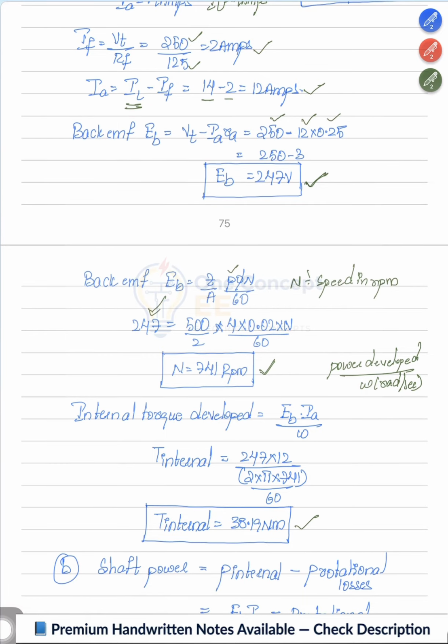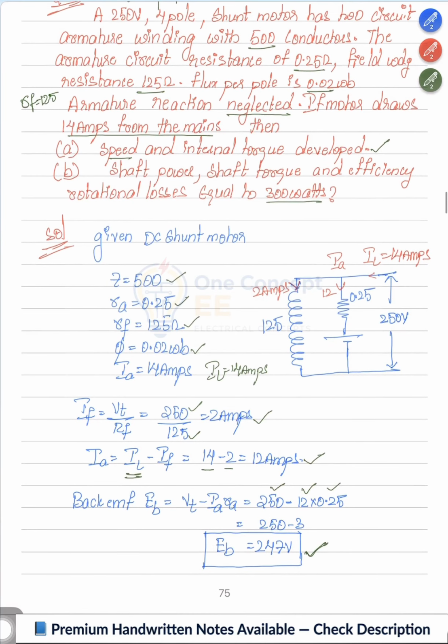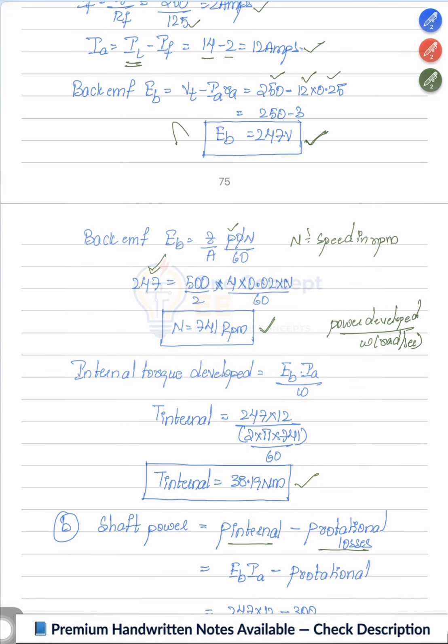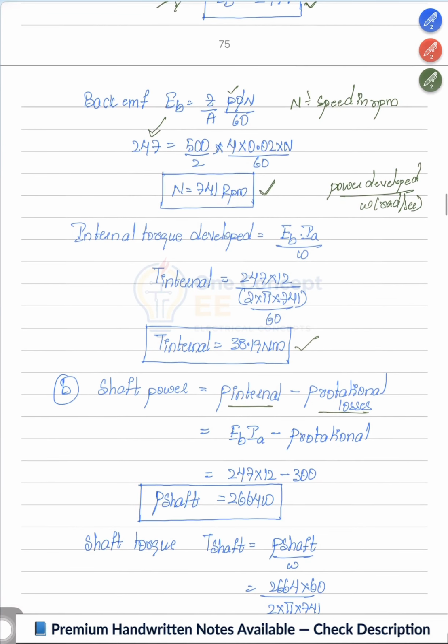They are asking to find shaft power. Let's see question B. In question B, they are asking to find shaft power, shaft torque, and efficiency if rotational loss equal to 300 watts. Shaft power is nothing but the internal power developed minus rotational losses. Internal power is EB into IA. This is 247 and IA is 12 amps. Means 247 into 12. They already gave the rotational losses as 300 watts.